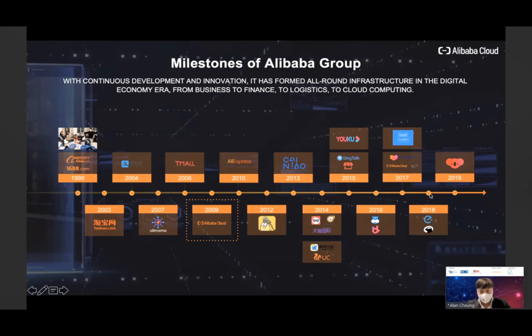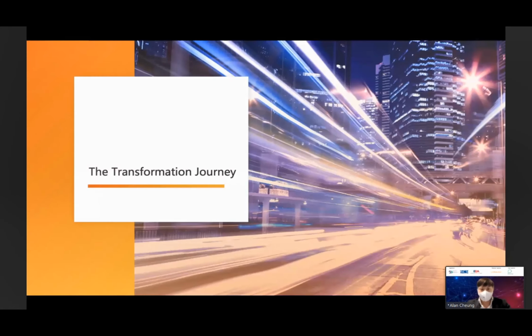So let's take a look at how the infrastructure of the transformation begins and how it looks. I think many of you would be interested because I don't think you've heard it in an English context for this journey. So I hope you like it and learn how Alibaba Group has been doing in the past.